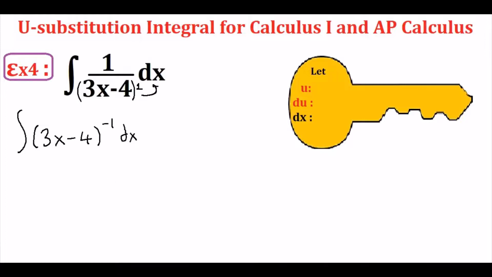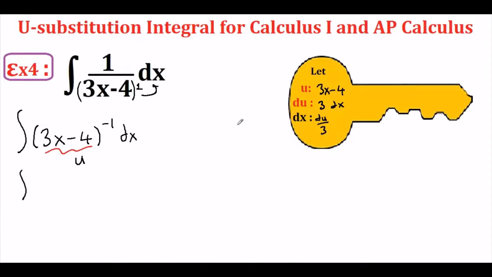Now we're going to call 3x minus 4 u. This is our u, 3x minus 4. Then the derivative of 3x minus 4 is 3 dx. Derivative of 3x is 3, derivative of a constant is 0. If you solve for dx here, by dividing both sides by 3, du over 3 will be dx.